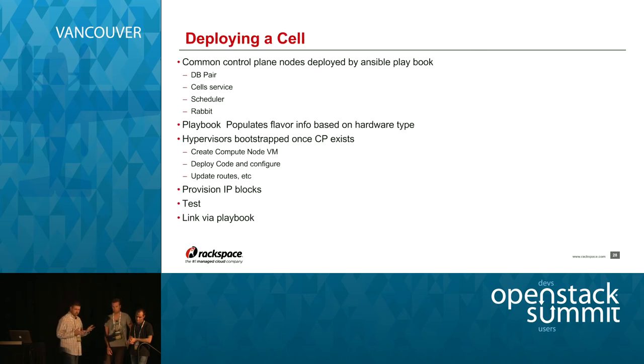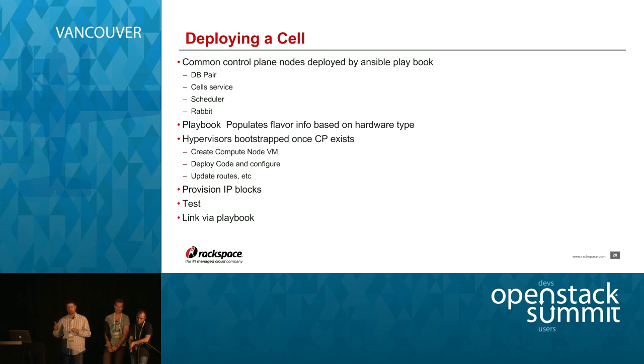So deploying a cell, pretty similar. We run everything, like I said, in a cloud. So we lay down the control plane with an Ansible playbook: the DB pair, the cell service, scheduler, Rabbit, the key pieces. We're still testing out Conductor, so we don't have those integrated yet. We run a playbook as well that populates the same flavor stuff that we talked about earlier. And then we run a separate playbook that bootstraps our hypervisors.